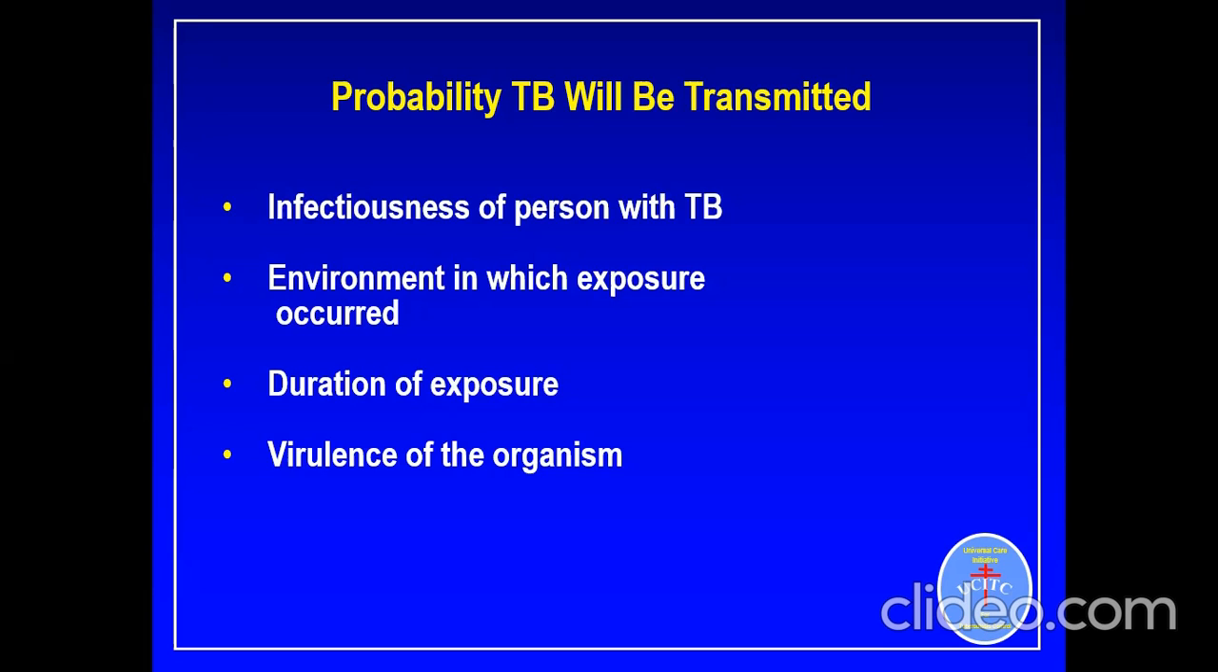Also, the virulence of the organism. Formerly we thought that MDR tuberculosis was less virulent, and therefore the chances of transmission were less. But as I mentioned earlier, it has not made any significant difference whether it is a drug-susceptible or MDR tuberculosis strain. So that is the role of virulence on the probability of whether TB will be transmitted or not.